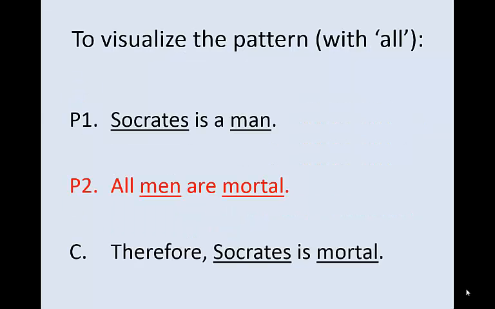Okay, so let's visualize the pattern. So I have some little pictures that should come in. Oh, here we go. So Socrates is a man. All men are mortal. Therefore, Socrates is mortal. So I put these little boxes over the parts. So Socrates, of course, has the blue square, and then the property or characteristic of him being a man is in red. Then the second premise says anything with the characteristic of being a man also has the characteristic of being mortal, so therefore Socrates is mortal.